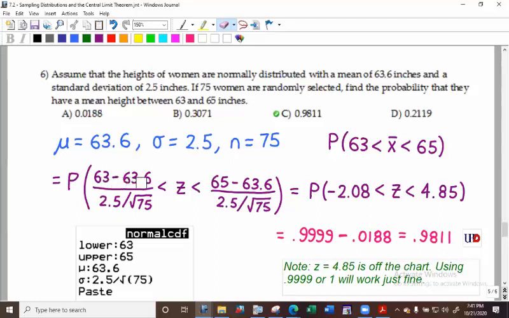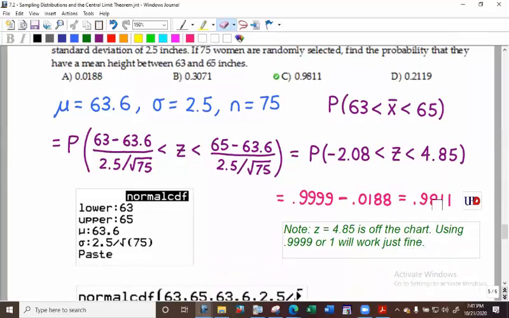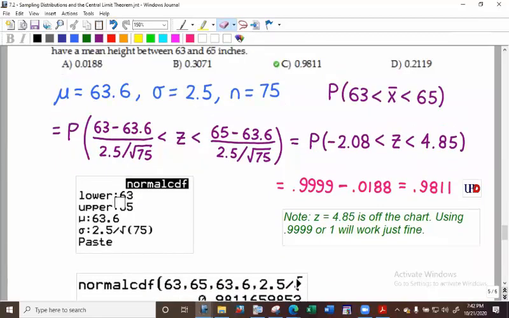So here's how you set it up if you're actually writing out the formula. It's all about that bottom part, right? 63 minus 63.6 over 2.5 over square root of 75, and then 65 minus 63.6 over the same thing. Here are your two z's. I mentioned this in the notes last week. This may happen in the homework. I certainly try to avoid this on a test. But if you're doing it like I have over here with the calculator, you're not going to care anyway.